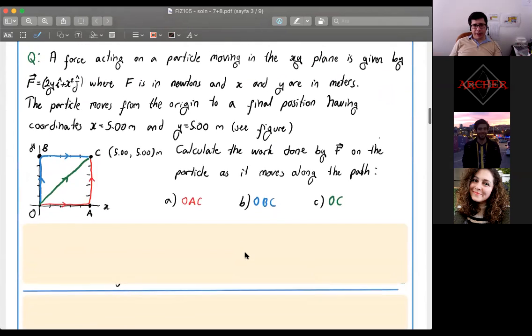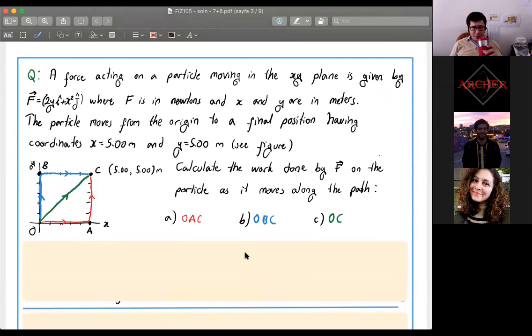So okay, next question. A force acting on a particle moving in the xy plane, so it's in 2 dimensions, is given by this expression: 2y i plus x squared j. So it's a function of both, it's a function of position. It's not constant. Here F is in newtons and x and y are in meters, okay.